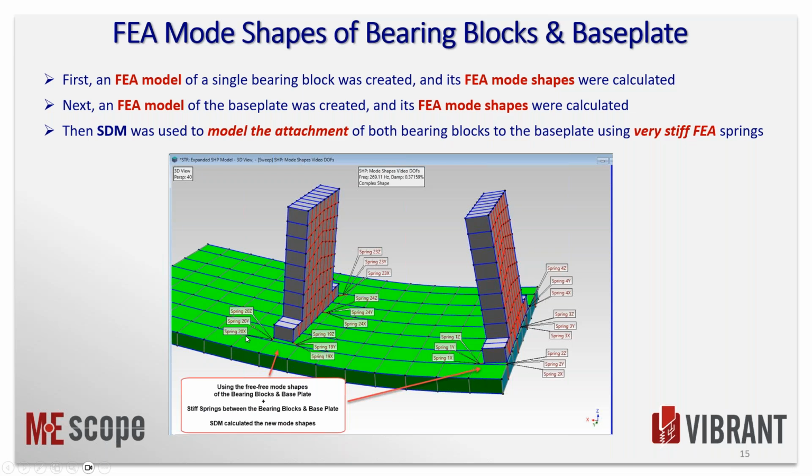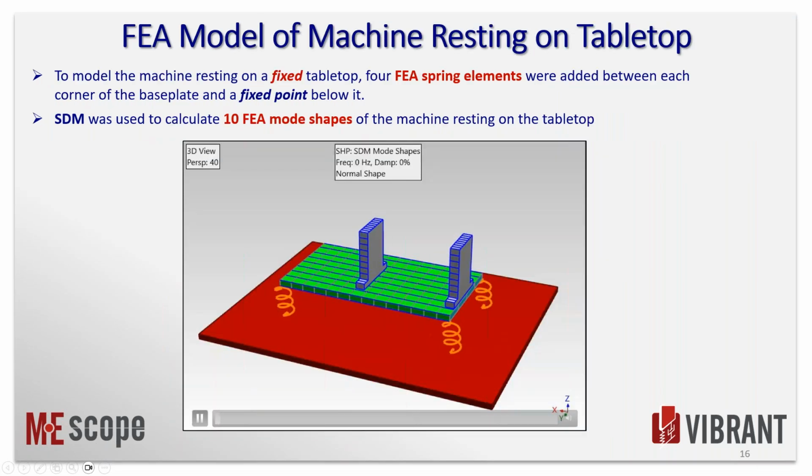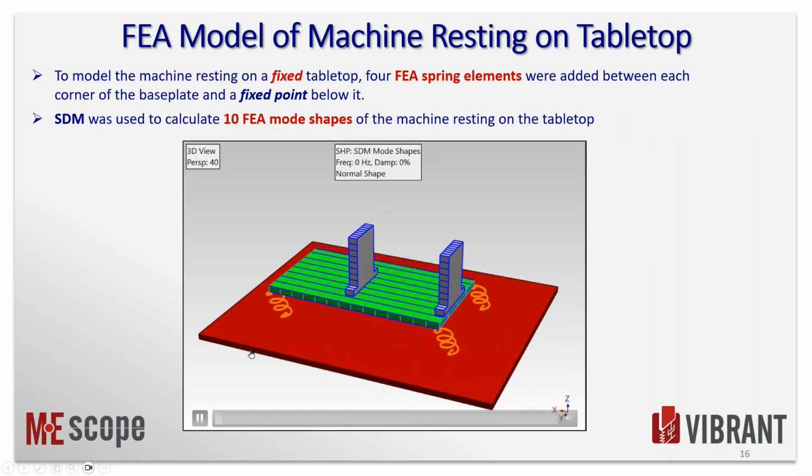So I put very stiff springs in 3 dimensions at each of the points, or actually they're just in, you can see they're in 3 different dimensions here. And that's very easy to do in MEscope. And so here are the mode shapes.